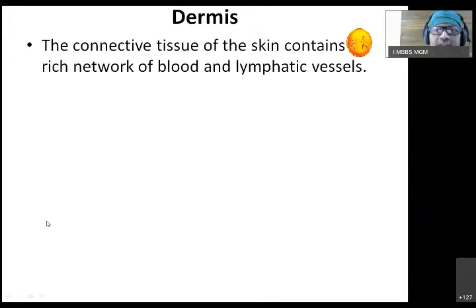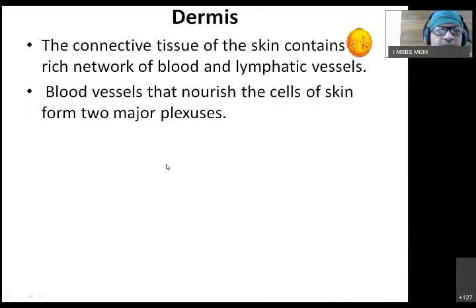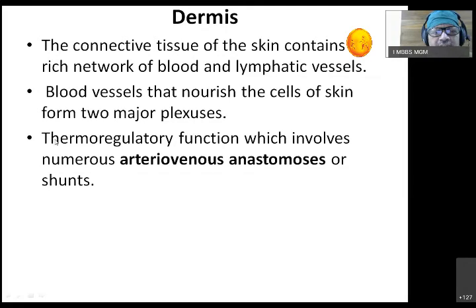Now the dermis, again some summarization: connective tissue of the skin contains a rich network of blood supply and lymphatic vessels. Blood vessels nourish the cells of the epidermis. Two major plexuses are there. And the important thing is that the skin also plays an important role in thermoregulation. Apart from the skin surface, we also talk about that whenever there is a lot of heat, our skin gets reddish. Why? Because the arteriovenous channel just under the epidermis, in the papillary dermis, helps in the release of heat. That is one. And second thing, this also helps in the secretion of sweat from the sweat glands. Okay, we'll see about that.